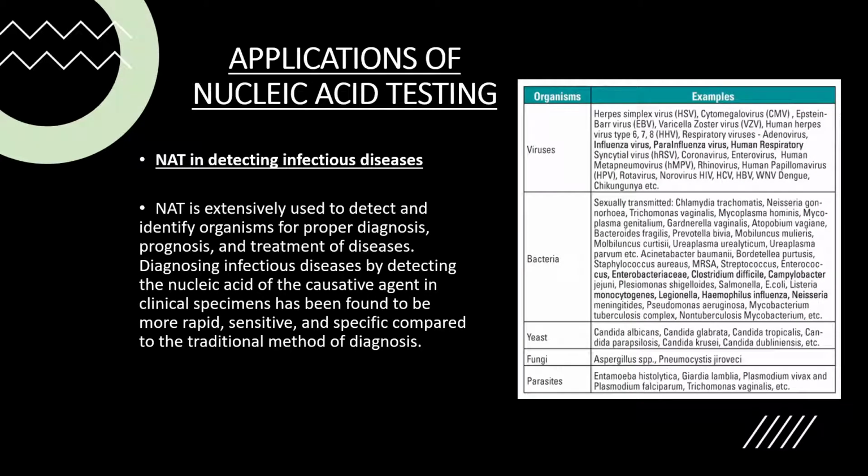Nucleic acid testing in detecting infectious diseases. Nucleic acid testing is extensively used to detect and identify organisms for proper diagnosis, prognosis, and treatment of diseases. Diagnosing infectious diseases by detecting nucleic acid of the causative agent in clinical specimens has been found to be more rapid and specific as compared to other methods of diagnosis such as culture or immunological methods.